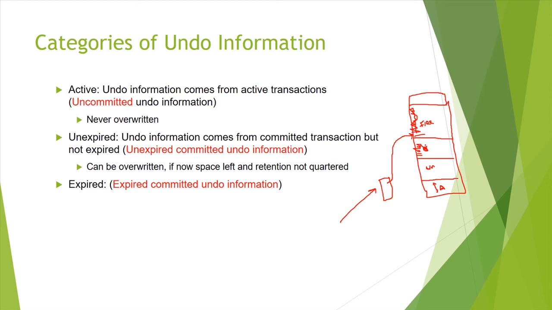If it's auto extend off, the unexpired data will be overwritten in case the undo retention is not guaranteed. We will talk about guaranteed retention later on. Active undo data, which belongs to an active transaction, is never overwritten.